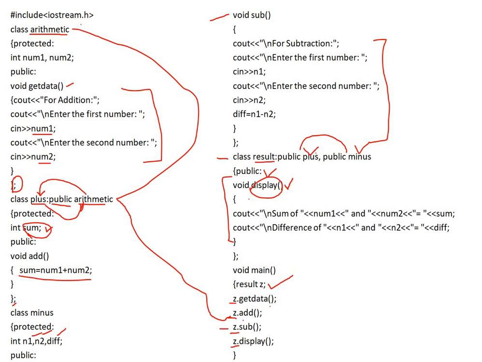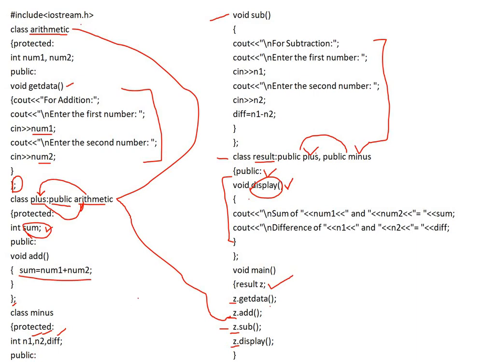z.sub. Yes, sub is a member function. It is invoked by using z, where z is an object of result class. So immediately execution control goes to the result class, searches for the sub member function. If it is not available, the execution control goes into either plus class or minus class. First it goes into the plus class. There is no sub member function in the plus class. So immediately execution control goes into the minus class, because here plus and minus are the base classes of the result. So immediately execution control goes to the minus class, searches for the sub function definition.